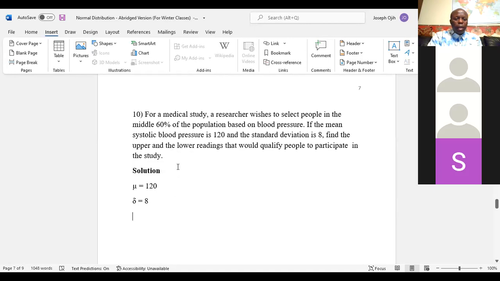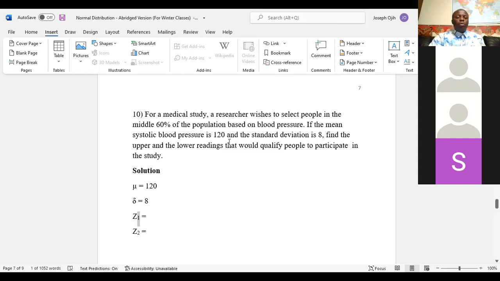What else do we need? He said the researcher wants to select people in the middle 60%. So we need to get two Z's, Z1 and Z2. So you're going to have the lower and the upper. So we have our Z1 equals, we don't know, and then Z2 equals, since we don't know what they are for now. So this is for both.